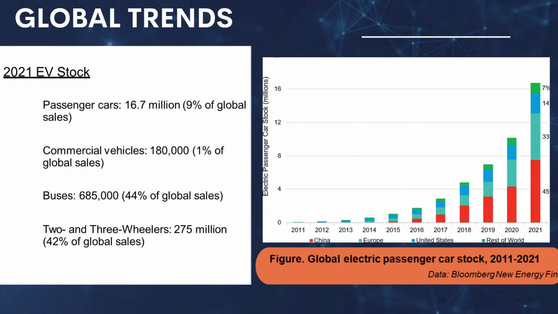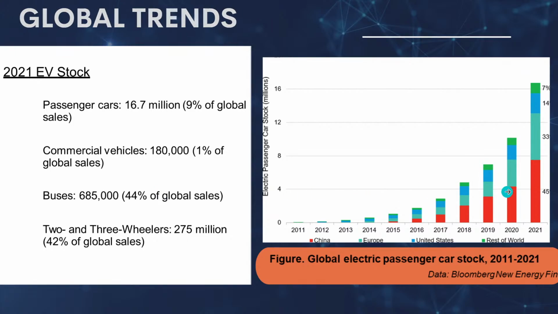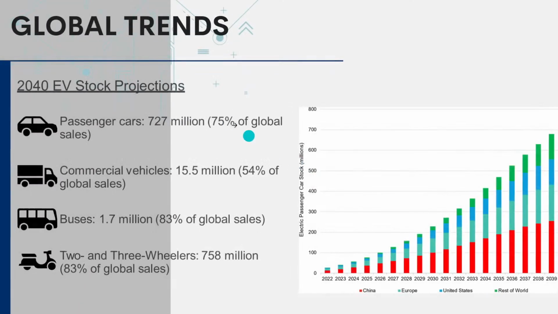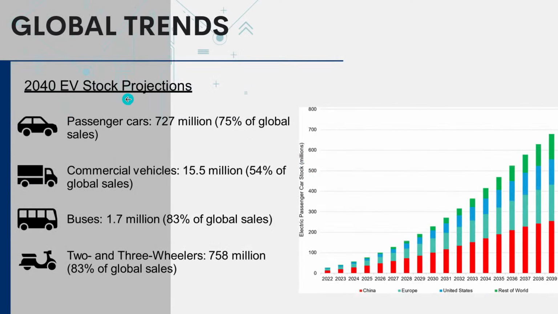Next we will see the 2040 EV stock projections. By the year 2040, we think there will be about 727 million electric cars sold, which would be 75% of global car sales.